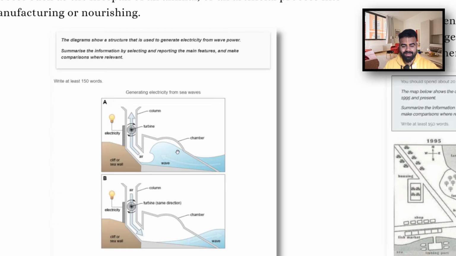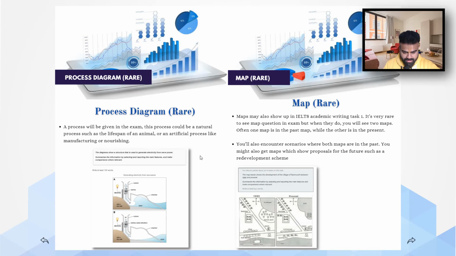Now if you see, there are differences in these two images. These differences you need to capture. For example, in this first diagram, waves are basically coming in and air is moving out, which is at last moving the turbine, and that is generating the electricity. And in the second image, you can see the wave is going out and air is coming in and moving the turbine in the same direction to generate electricity. So that's how process diagrams are.